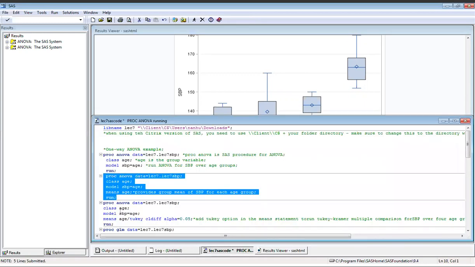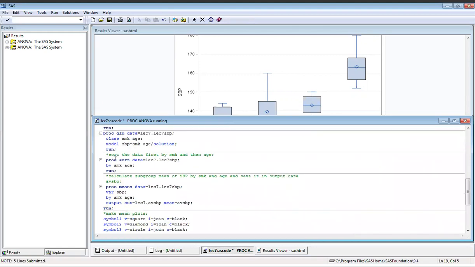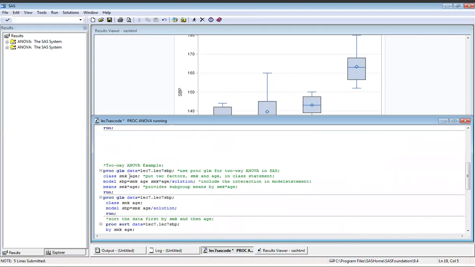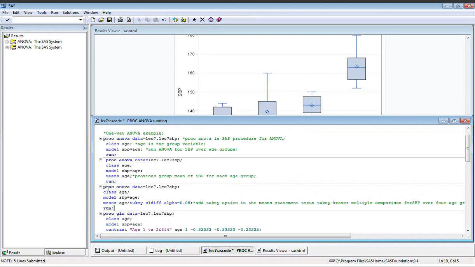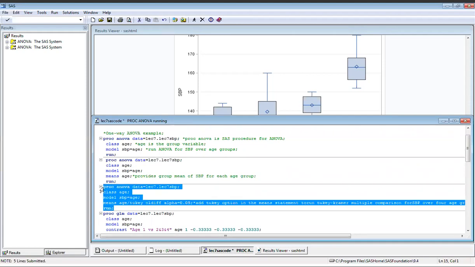All right. And the next one is the procedure we use here for the Tukey correction, or the Tukey-Kramer multiple comparison method, for the pairwise comparison after we run the ANOVA.